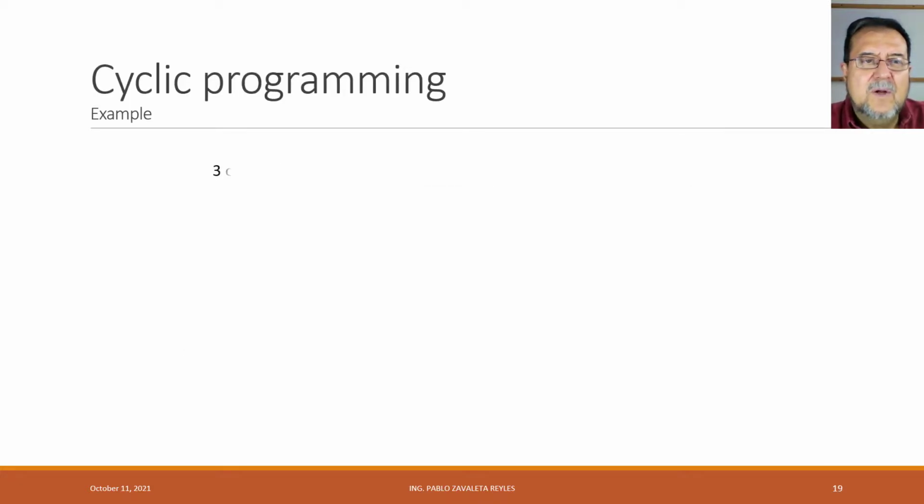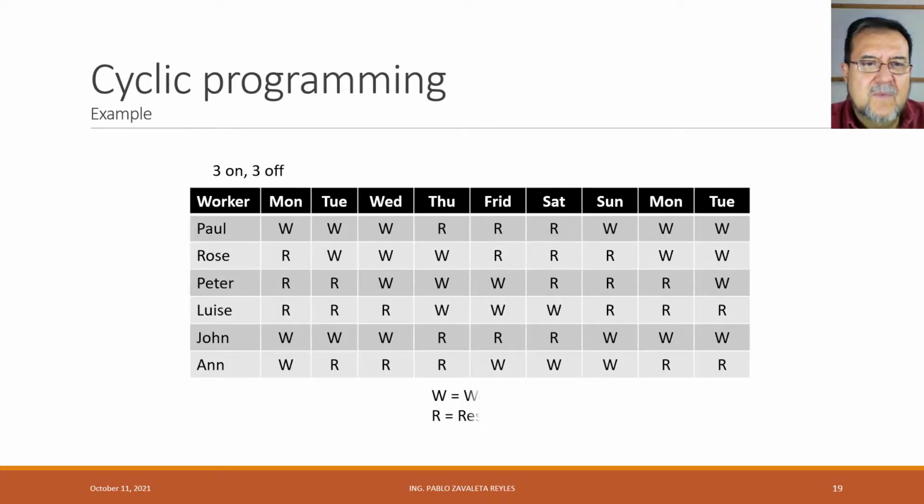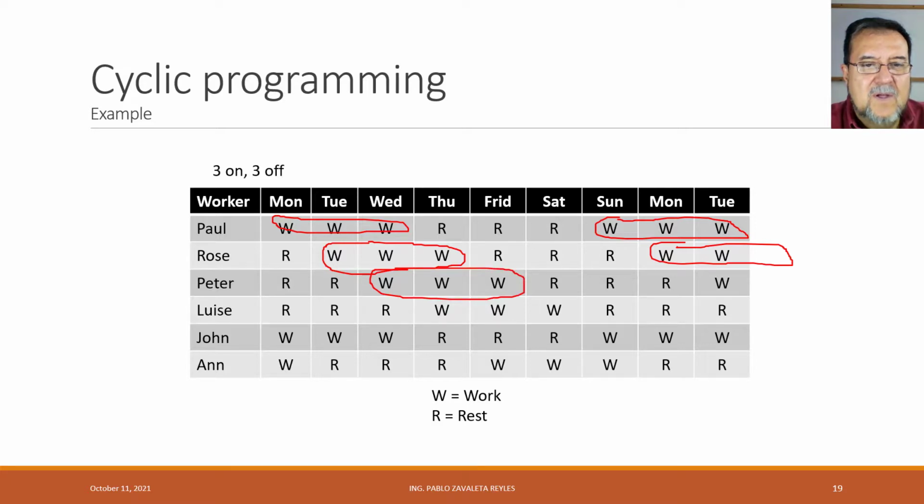Now what happens if I work with 3 on, 3 off? Well, in this case, we work 3 days and I rest 3 days and then I work 3 days. Rose does the same but displaced by just 1 day. Then goes Peter. As you can see, this is something that everybody can very easily understand. And that's something that they like.